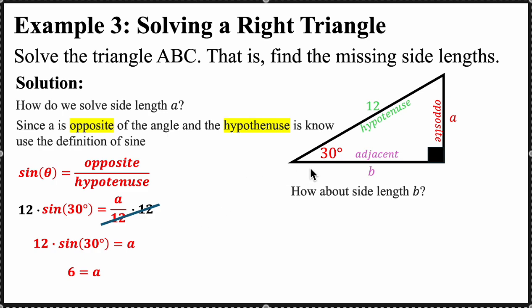Well, in order to find the side length b, which is the adjacent side, what we know is the hypotenuse. Adjacent over hypotenuse, that's the cosine function.